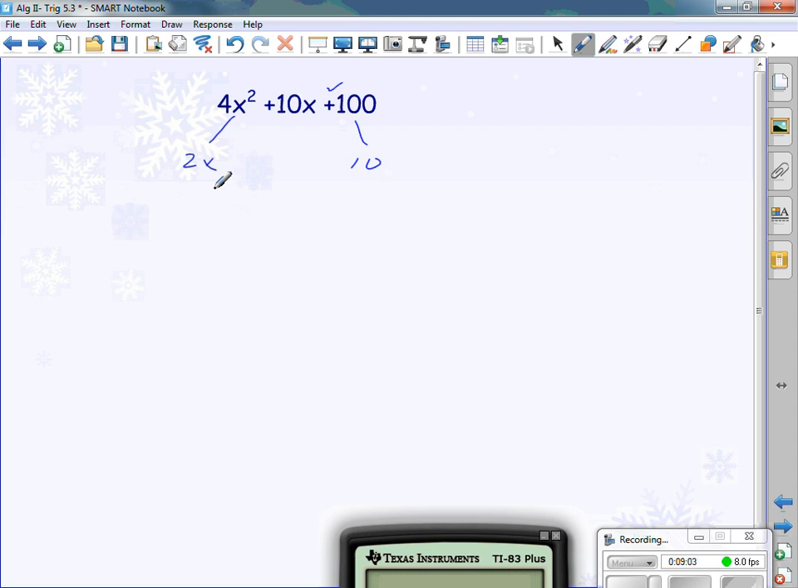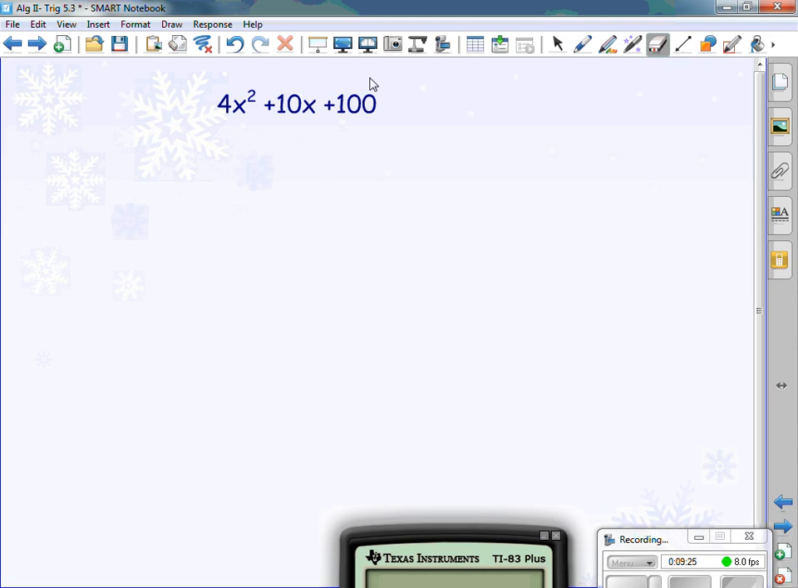See, that's what I'm trying to do here. I look, can I take the square root of the first one? Yes. Take the square root of the last one? Yes. Is it positive? Yes. Is that middle term 2 times 2x times 10? Is it 40? No. So this one is not special.